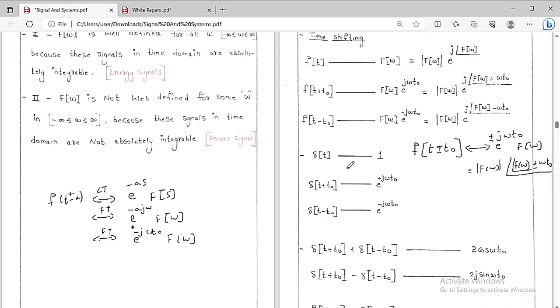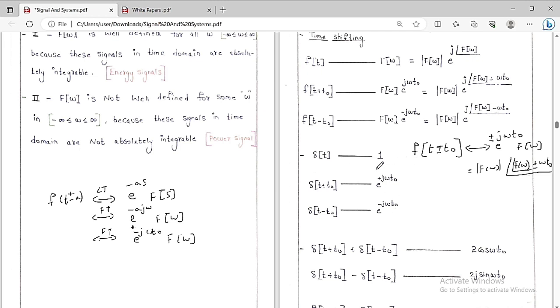Now let's go to the other thing: for delta of t, the Fourier transform is 1. Just now we have discussed this, right? For delta of t plus t naught, by using this formula, e to the power of j omega t naught into the previous Fourier transform, which is 1, we get e to the power of j omega t naught. Delta of t minus t naught is nothing but e to the power of minus j omega t naught into the Fourier transform of delta of t, which is 1. So delta of t plus t naught is e to the power of plus j omega t naught, and delta of t minus t naught is e to the power of minus j omega t naught.